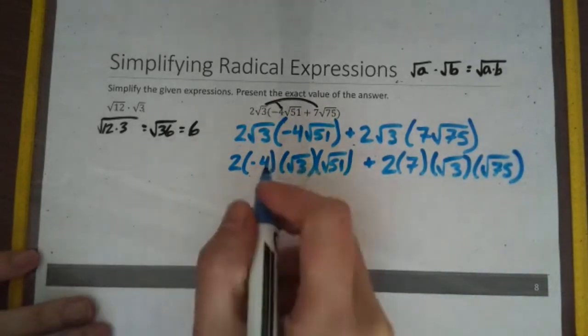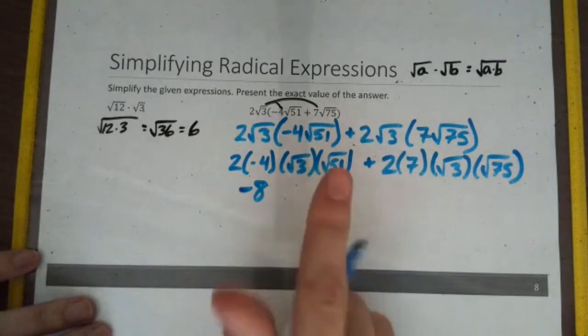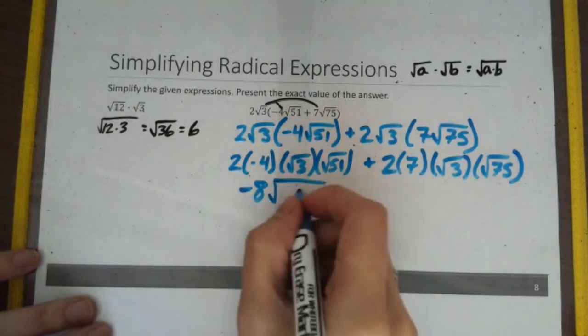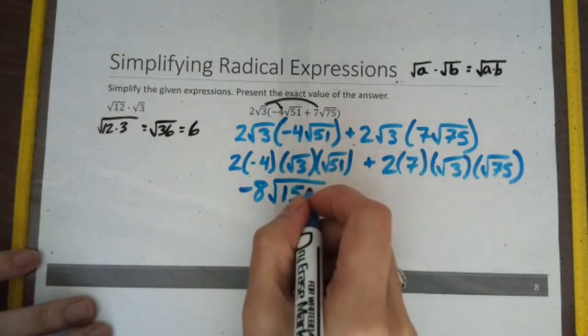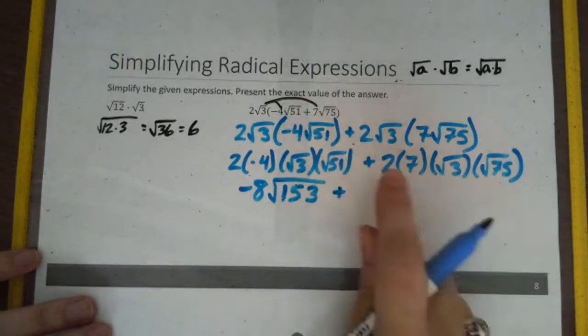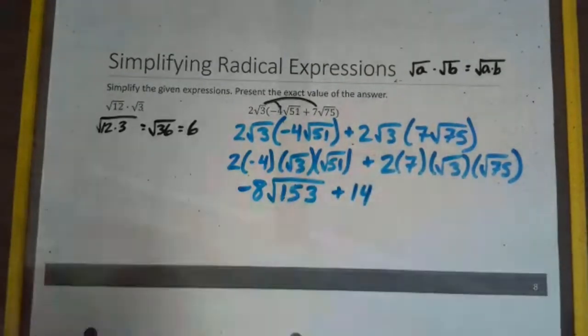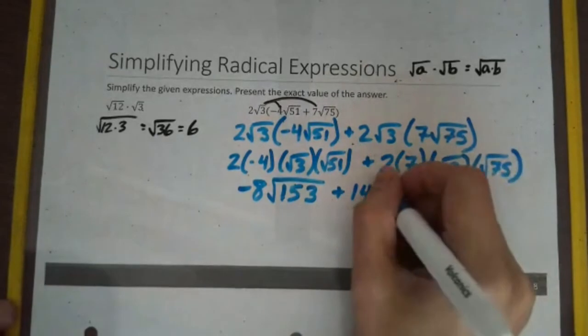Well, 2 times -4 is -8. The square root of 3 times the square root of 51 will be the square root of 153. Then we have plus 2 times 7 is 14. And the square root of 3 times the square root of 75 is going to be the square root of 225.